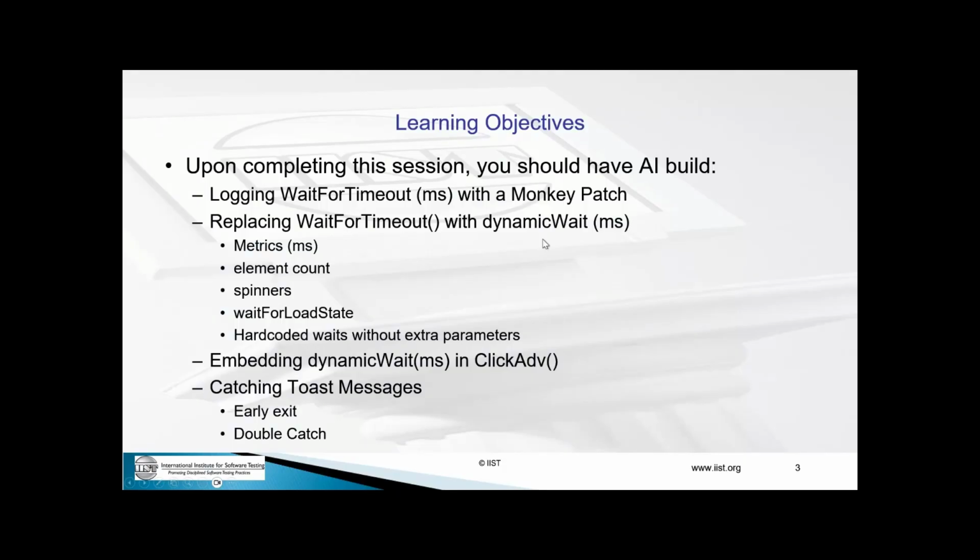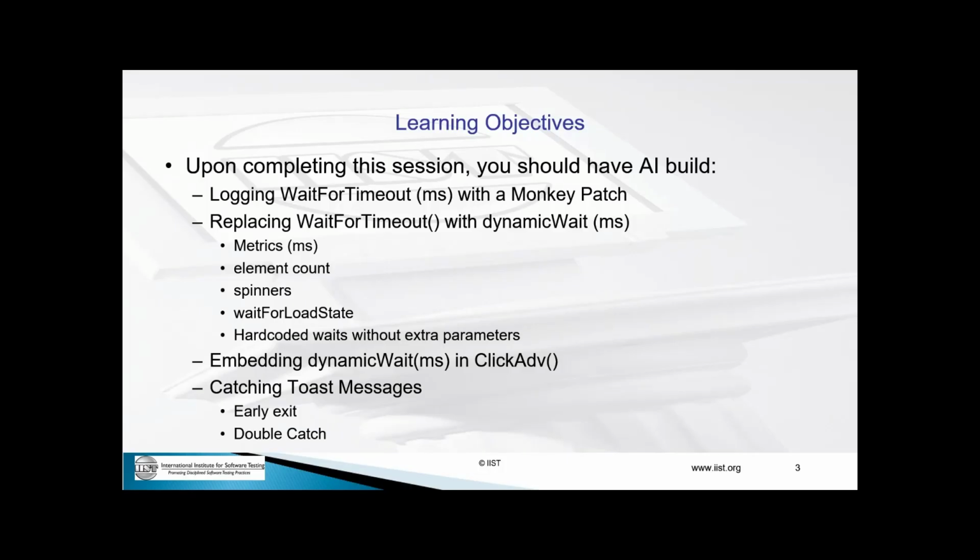And then we'll replace those timeouts with dynamic waits, taking in the metrics of the milliseconds that the original hard-coded timeout was waiting, the element count, how to detect spinners, and how to wait for a load state, where that gets injected. The dynamic wait is going to be able to adjust and say, hey, you asked for 10 seconds, but I was done in 3. What do you want to do now?